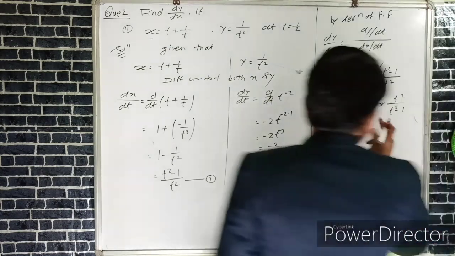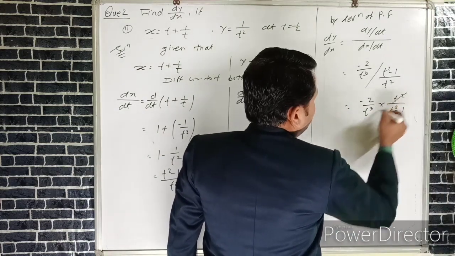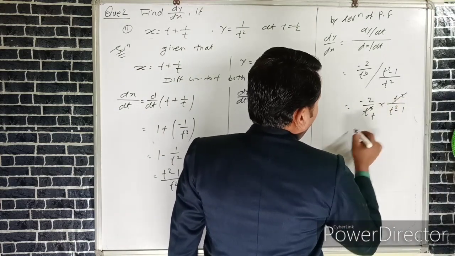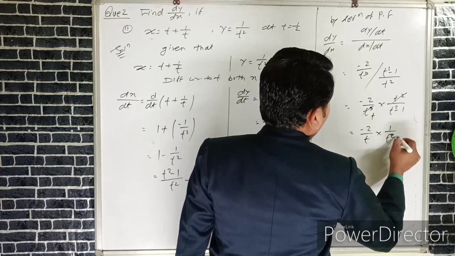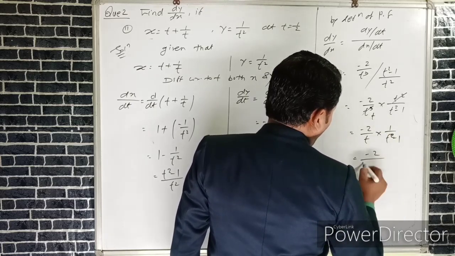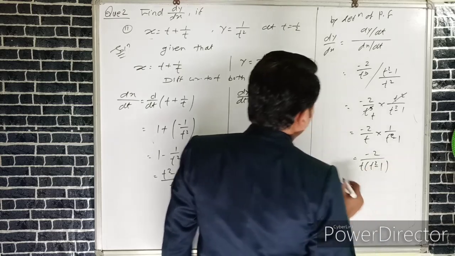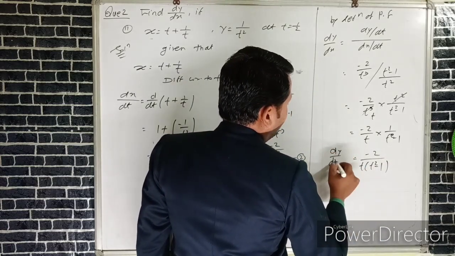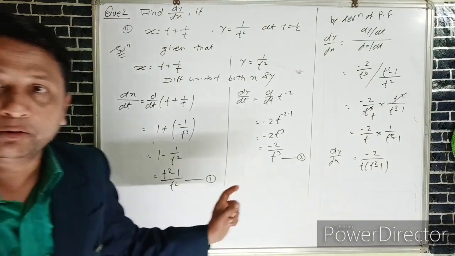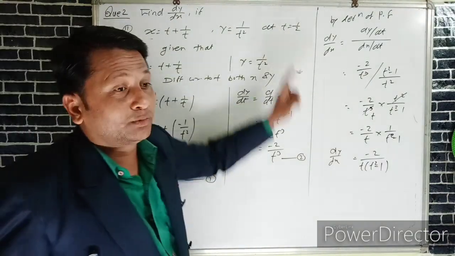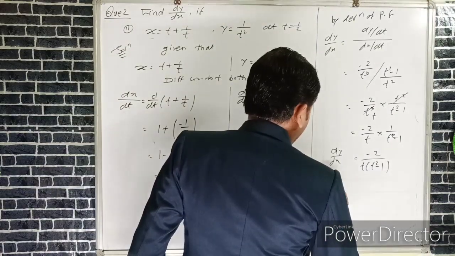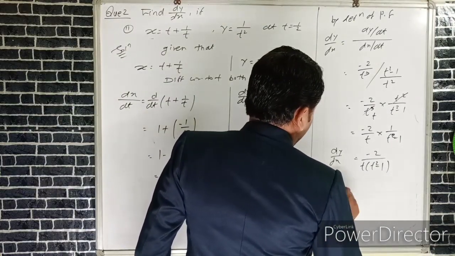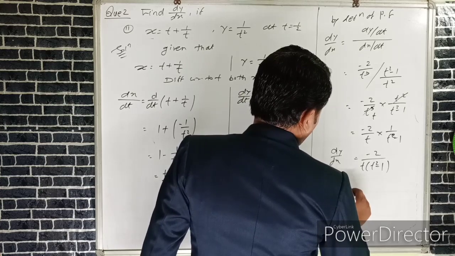Here t square cancels, we can write minus 2 upon t into 1 upon t square minus 1, which is minus 2 upon t into t square minus 1, which is the value of dy by dx. But we have to find the value of dy by dx at t is equal to 1 by 2. dy by dx at t is equal to 1 by 2.